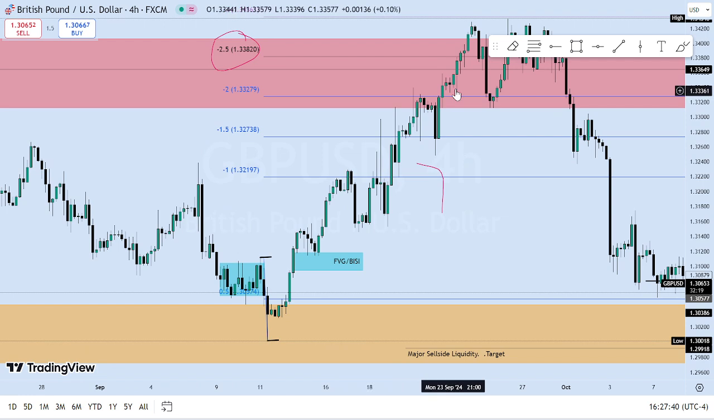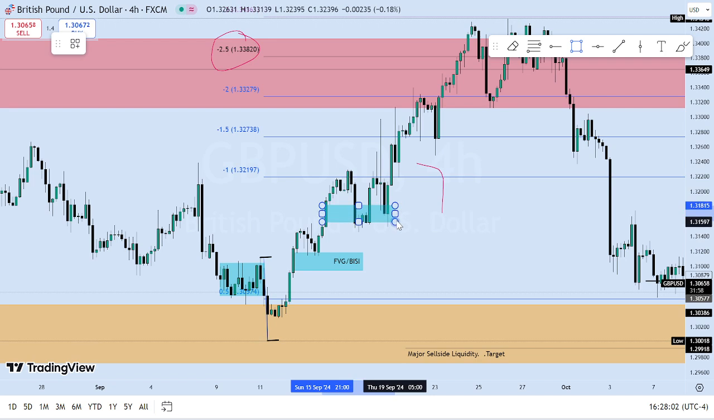Once price moves in profit, you can move your stop loss. If you entered here, price moves in profit, then you can readjust your stop loss to your break even. If you enter here, you can still re-enter here too in this fair value gap. This is another fair value gap inefficiency.